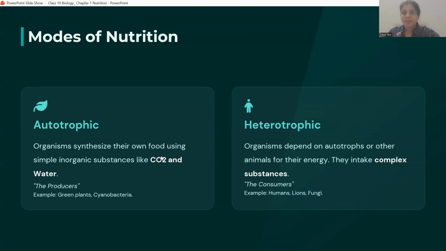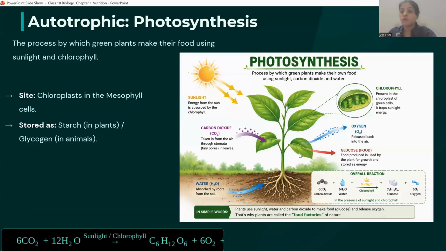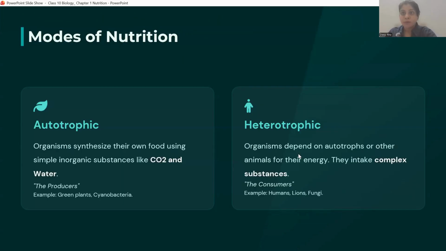Examples are green plants and cyanobacteria. A few bacteria do have chloroplast. They synthesize their own food, so they come under the category of autotrophs. Heterotrophic organisms depend upon autotrophs for their food requirement. They are called consumers. They are further divided into saprotrophic, parasitic, and holozoic types of nutrition.